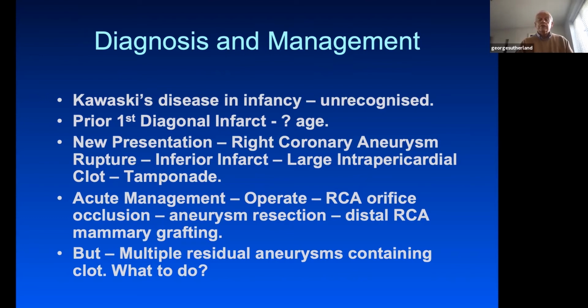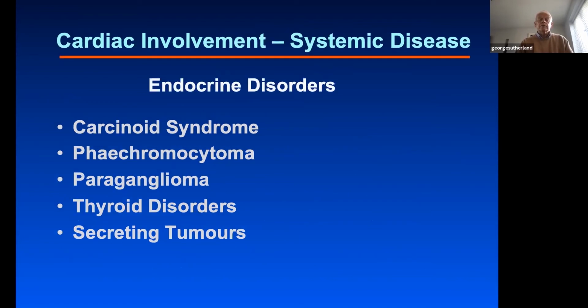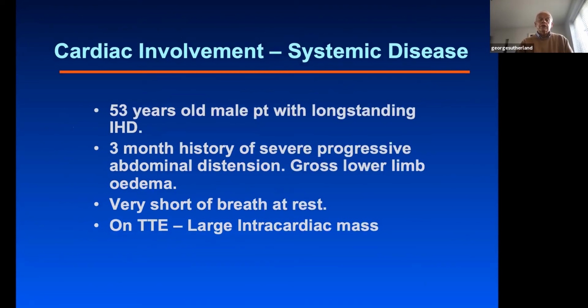However, coronary angiography showed him to have significant residual lesions, and he's at very high risk of further infarction. Now, in terms of endocrine disorders, carcinoid, pheochromocytoma, paragangliomas, thyroid disorders, and secreting tumors all can present as echo images of involvement of the heart.